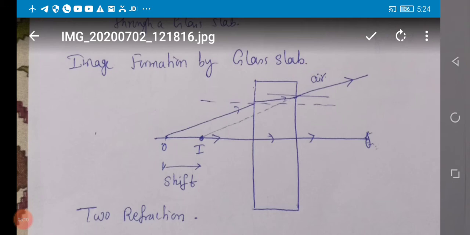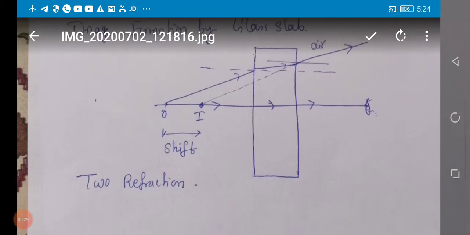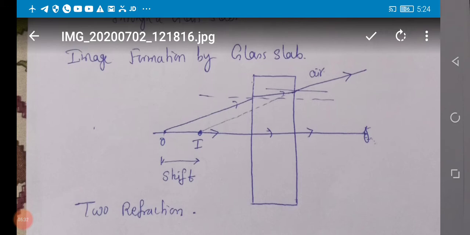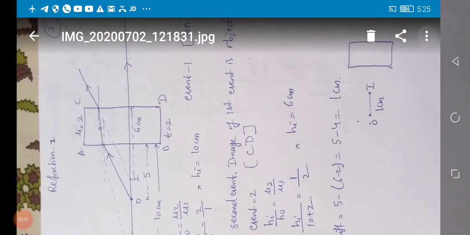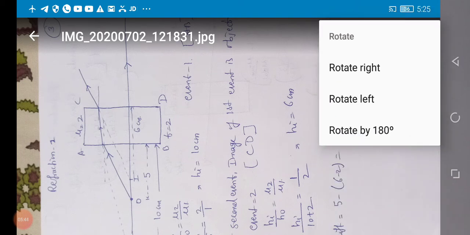Now, student, you must remember how to get the image. Trace the ray backward. I have shown it by the dotted line. The straight ray in the center and the dotted one are meeting at I. Here I is the image. Remember, I is the image of the point object O. So there are two refractions which are taking place. O is the object, I is the image. One more thing you see: the distance OI that I have shown is known as shift. Means the object has been shifted.